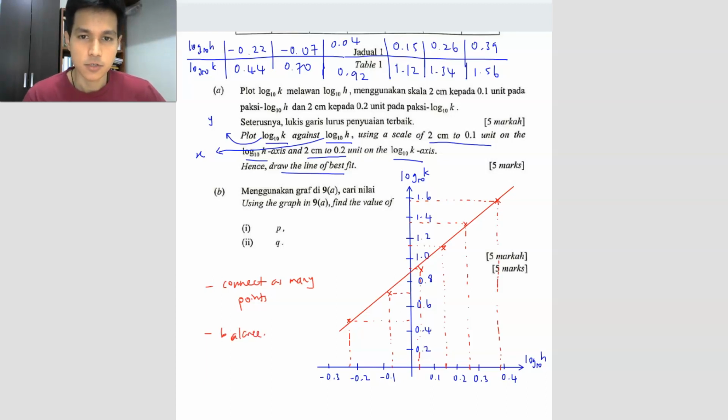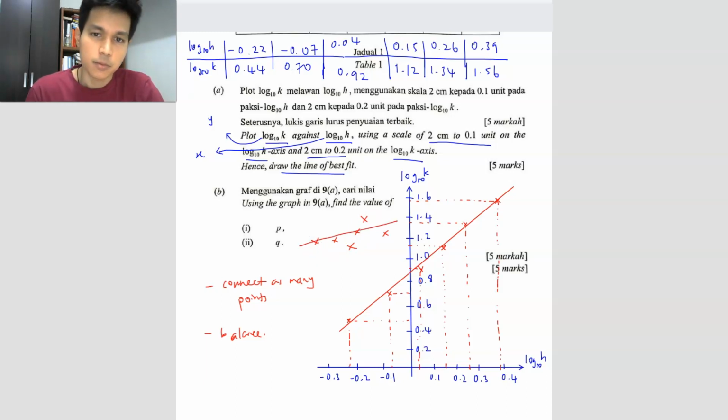Balanced means if, let's say, you don't connect many points. Let's say you want to draw a line. You must connect as many as possible, and it has to be balanced. So let's say I only connect 2 points here. Even though I only connect 2 points, you notice that on the top of the line I have 2 points not connected, and at the bottom there's another 2 points. So it's balanced. Okay, please don't draw the line like this.